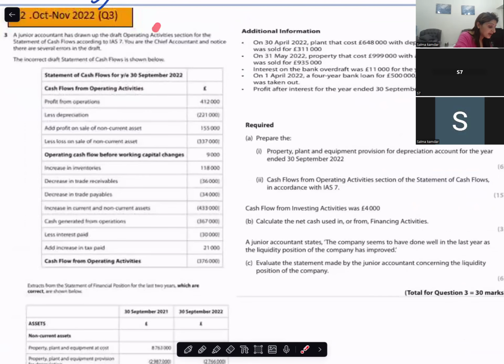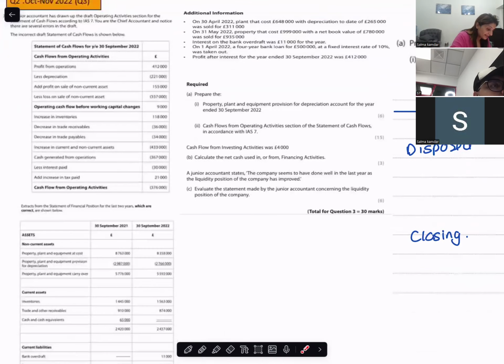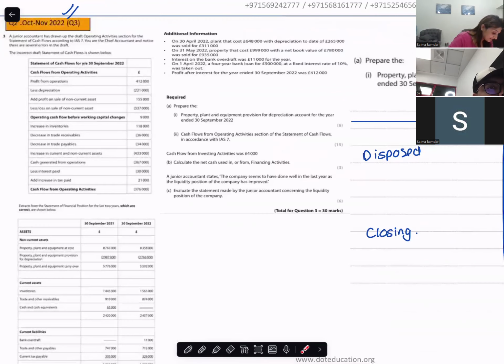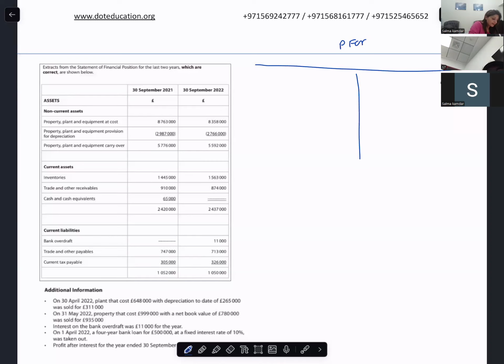A junior accountant has drafted the operating activities and he's given us this incorrect cash flow statement. Are you with me? Okay. You have profit from operations, you have depreciation, profit on sale, loss on sale, then you have working capital changes, interest paid, tax paid, and you have cash flow from operating activities. You're there with me, right? And then you have your asset section. In the question, I want to make my provision for depreciation account. I know how to make it. Opening accumulated depreciation, closing accumulated depreciation, disposed, I want for the current year.